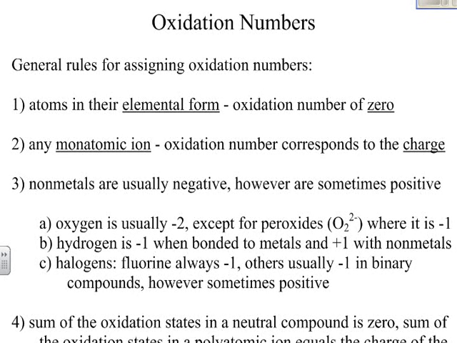Oxygen, we usually give a -2 except for peroxides, which is an O2 2-. So oxygen in that case is only a 1-, or -1. Hydrogen is a 1- when bonded to metals, and a +1 when bonded to nonmetals. Halogens: fluorine always has a -1. Others are usually a -1, but in binary compounds, however, they can sometimes be positive.